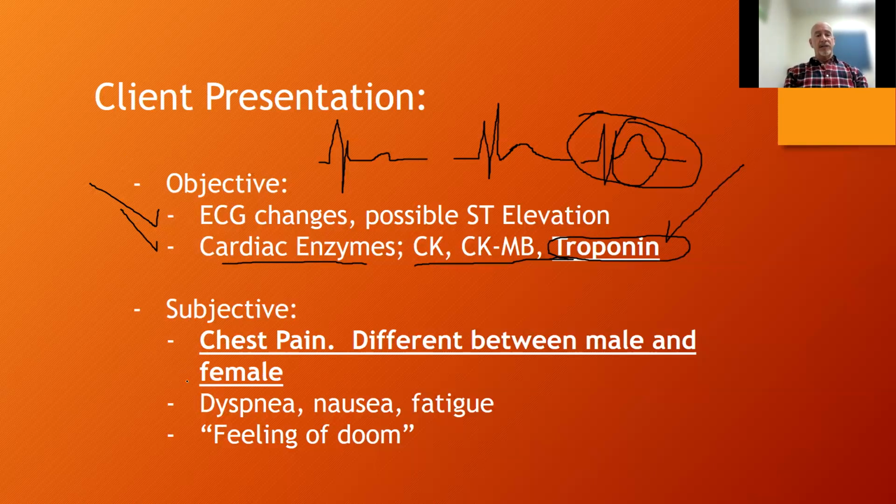On the subjective level, chest pain, males, elephant sitting on my chest, radiating to the left arm, up into the left jaw. Female, maybe she has chest pain here. It's radiating. It might go to the right arm. She may have pain in her belly. She may have lower back pain. Women present differently than men do when it comes to cardiac arrest.